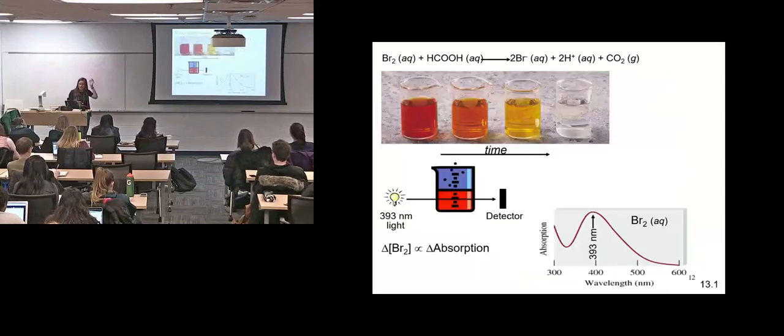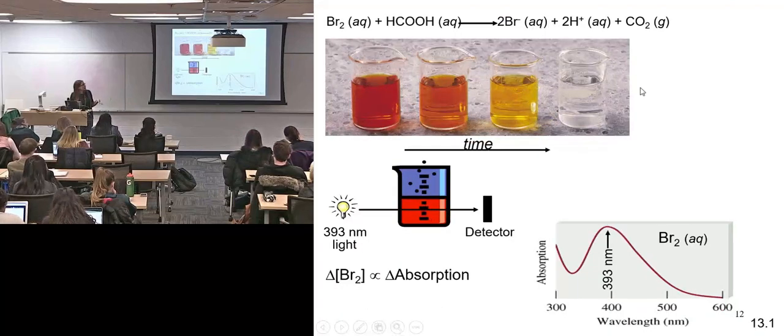And so in this particular example here, we have bromine, Br2. So this is its molecular form that you'd expect to find it in, and it'll have a reddish-brown color. And as it reacts with formic acid, it separates. We just have protons, and we're going to have CO2, and we'll have bromine ions, everything will become colorless.